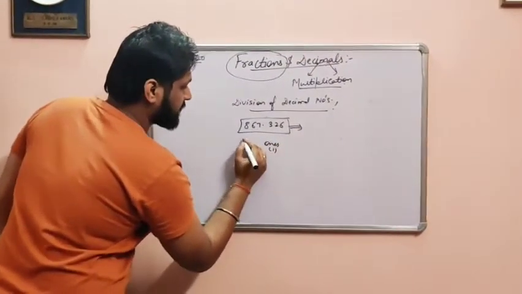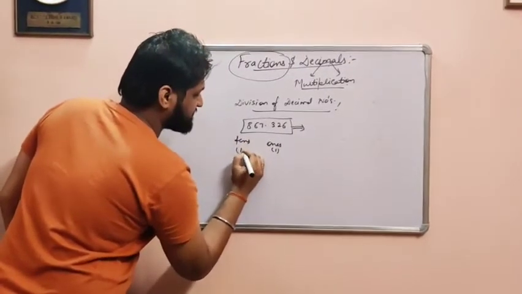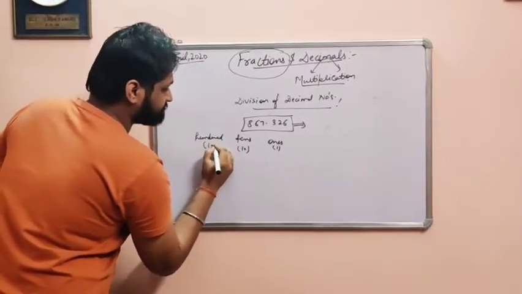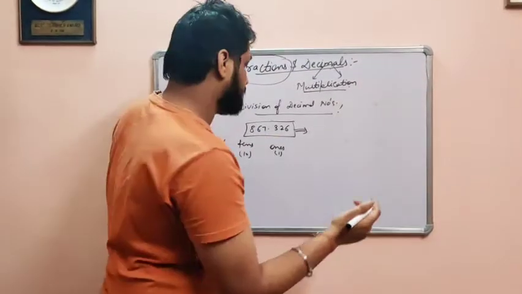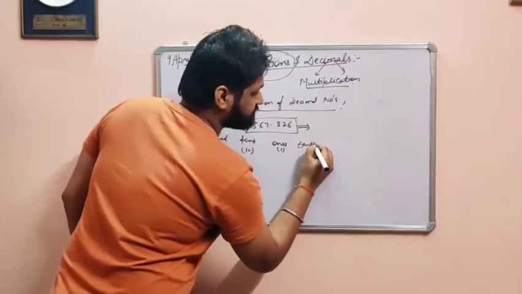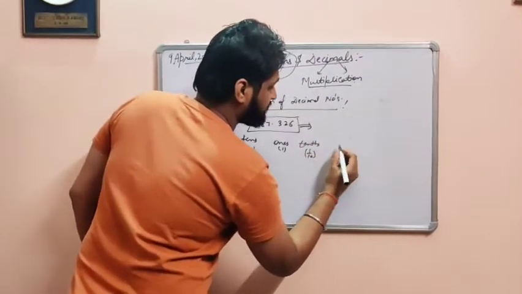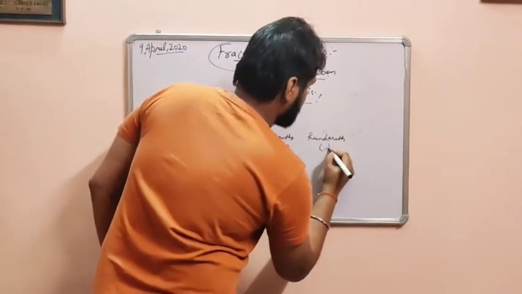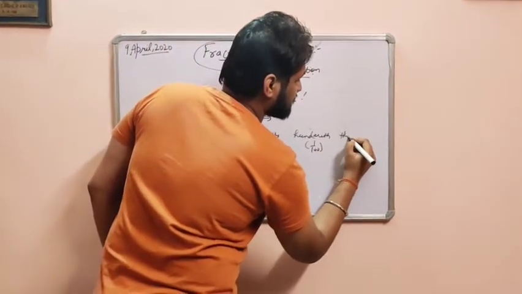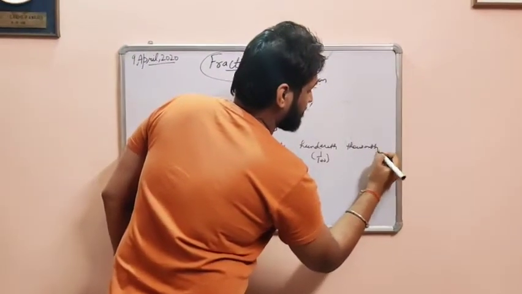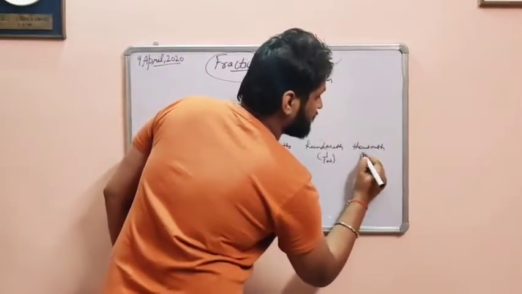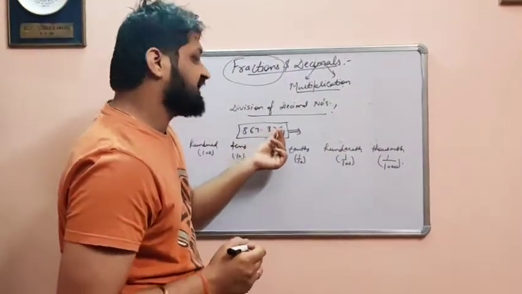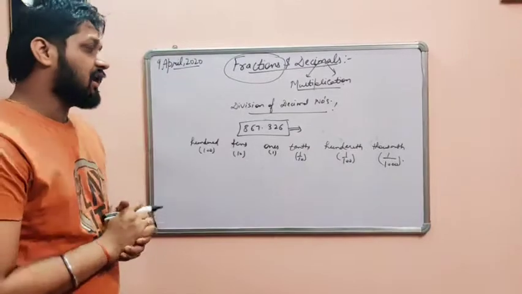ones, tens and hundreds. Then after the decimal we have tenths, that is 1 by 10, hundredths, that is 1 by 100, and thousandths, that is 1 by 1000. And we have to expand 867.326 in this form. How will we do this?